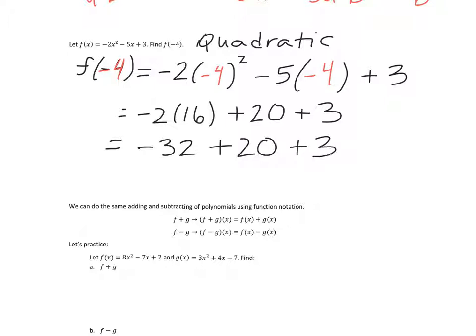Finally, in PEMDAS, we do our addition and subtraction at the same time, left to right. Negative 32 plus 20 is negative 12, plus 3 is negative 9. So f of negative 4 is negative 9.